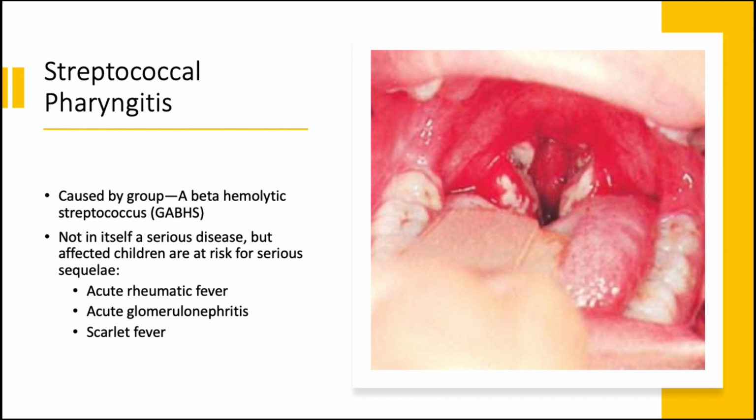Now let's move on to strep throat. Strep throat, or streptococcal pharyngitis, is caused by group A strep. In itself, it's not a serious disease, but we treat it with antibiotics to prevent some of the sequelae, such as acute rheumatic fever or acute glomerular nephritis.